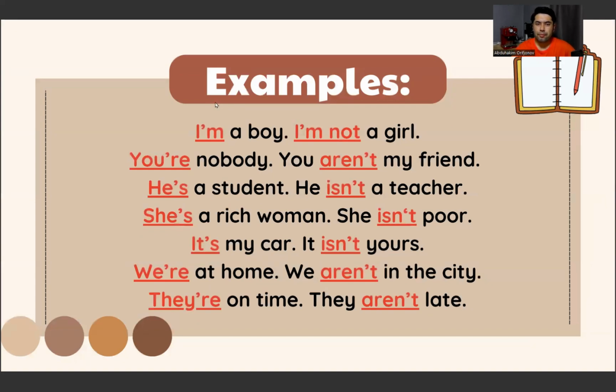Well, let's see some examples. For example, I'm a boy, I'm not a girl, you are nobody, you aren't my friend, he's a student, he isn't a teacher, she's a rich woman, she isn't poor, it's my car, it isn't yours, we are at home, we aren't in the city, they are on time, they aren't late.